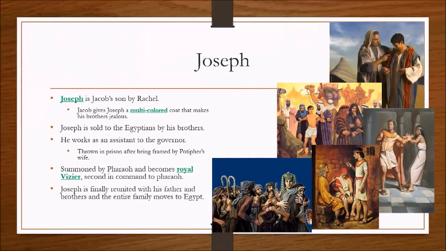He ends up working as an assistant to a governor, and he's thrown in prison for a crime he didn't commit, and he is brought before the Pharaoh to be judged on this, and he ends up becoming a royal advisor, a royal vizier, second in command to the Pharaoh, one of the most powerful people in Egypt. And he is going to be reunited with his family, and his entire family moves to Egypt.